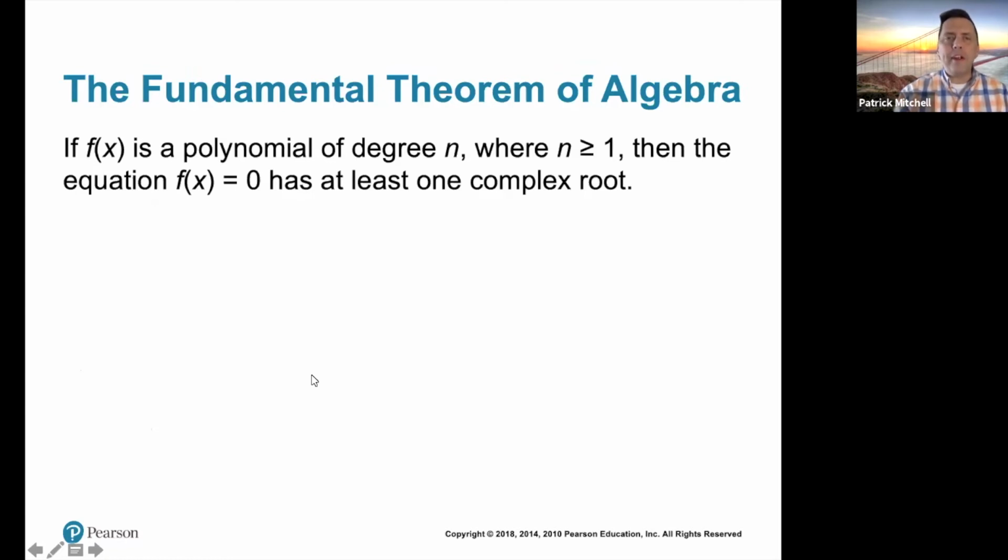All right, and that brings us to the fundamental theorem of algebra. If f of x is a polynomial of degree n, where n is greater than or equal to 1, then the equation f of x equals 0 has at least one complex root. Now, the way I always explain what's so important about this, think about different number sets that you've encountered ever since elementary school, right?